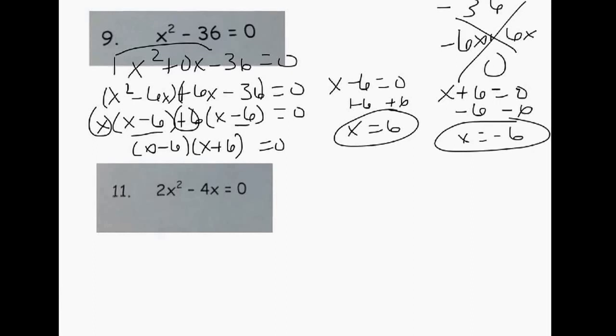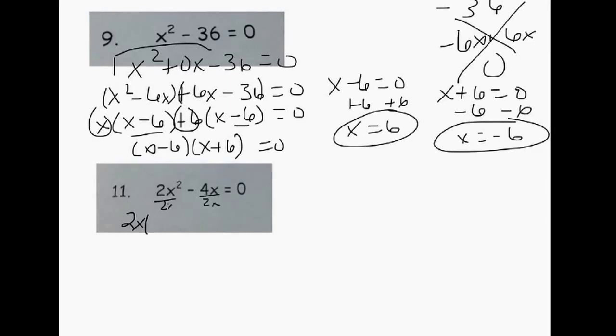Alright, last one. When we take a look at this one, you might see that it's missing a third term as well, but it's missing the end term. When it's missing the end term, it means that you can factor out a GCF. So we look at these and we say, what do 2 and 4 have in common? And that's a 2. And x squared and x have an x in common. So we'll pull that out to the front and divide each of these by 2x.